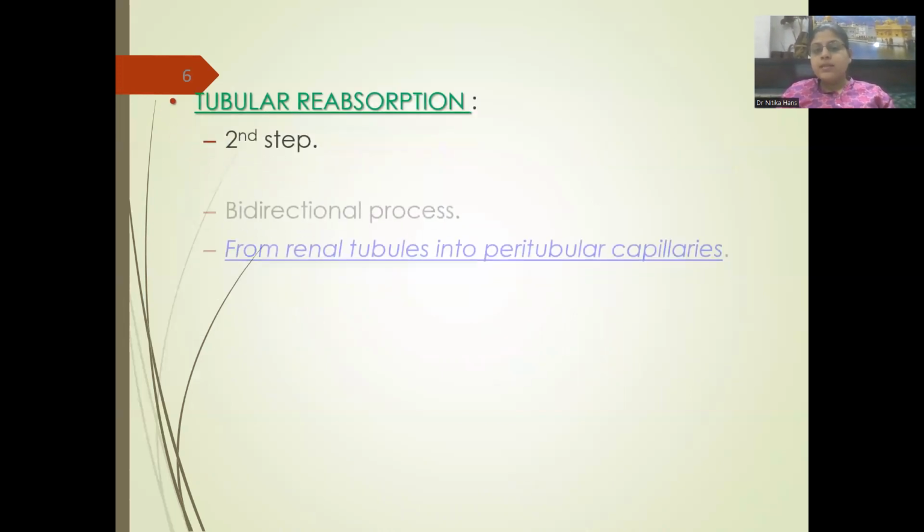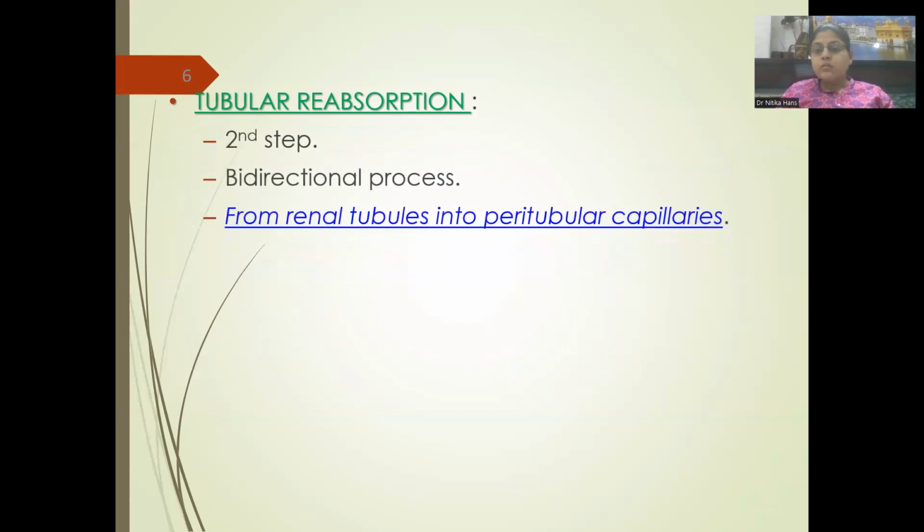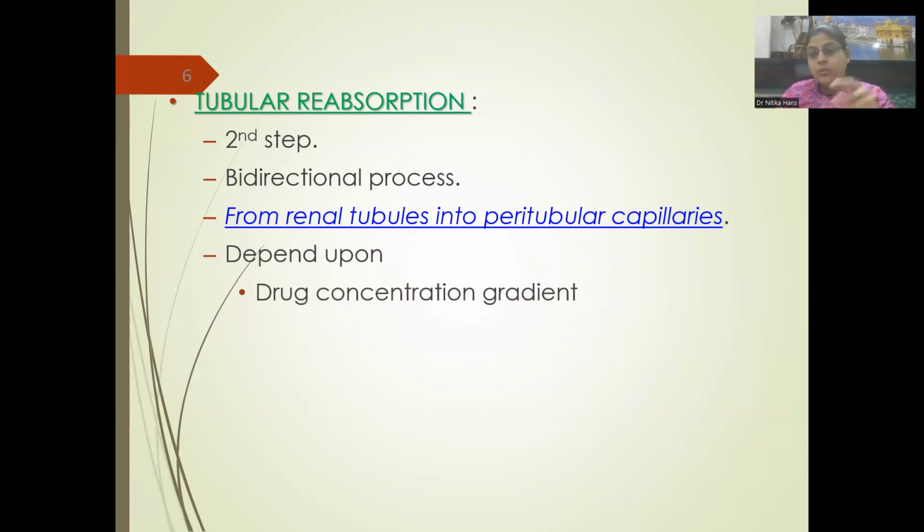Tubular reabsorption, this is the second step, that is from the tubules to the peritubular capillaries. It is a bidirectional process and it depends upon drug concentration gradient. Means if more drug is in the tubules, it will be passed out into the peritubular capillaries. Lipid solubility, if it is more lipid soluble, more will be the passage of the drug from the tubules to the peritubular capillaries. And lipid solubility can be in the non-ionized state. Means if the drug is acidic, the medium should also be acidic in the tubules. So it will be more lipid soluble, non-ionized, and it will be passed from the tubules to the peritubular capillaries.